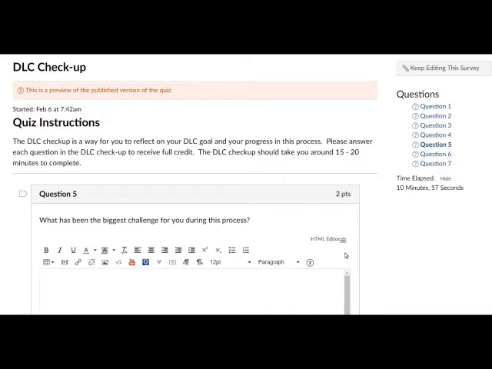And this can be as simple as it was really challenging to set your initial goal, or it could be that this whole process has really challenged you as a teacher to meet that goal. I just want you to put in enough information so that we know how to support you.